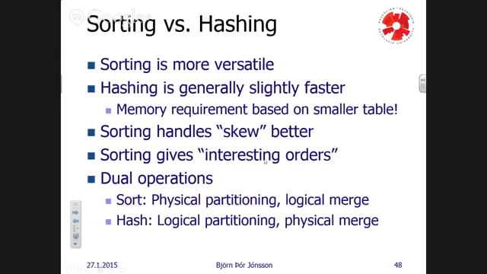Now, sorting versus hashing. So basically, sorting is slightly more versatile. Hashing is generally faster, and in particular because you are using the memory requirements of the smaller table. For the sort merge join, you have to sort both, and so the memory requirements are actually of the bigger table. And in a typical database that we talked about, when you have a huge table and some small ones, then hash join tends to win.